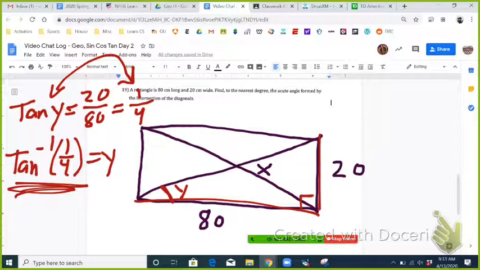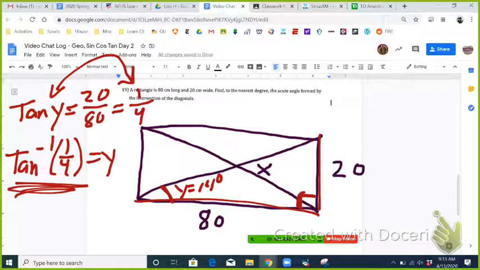Alright, so tangent inverse of 1/4 comes out to be 14 degrees. Now I'm rounding, it's like 14.0362. I'm just going to round it to 14 degrees. So if that's 14, and that's a 90-degree angle right there, then that other angle has to be 76 degrees, because these have to all add up to 180.